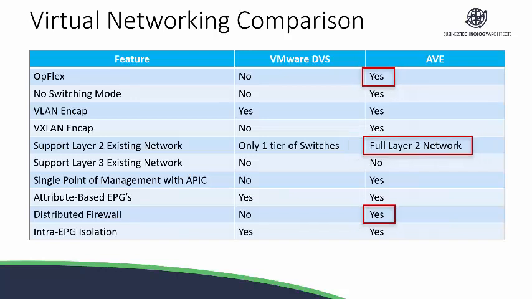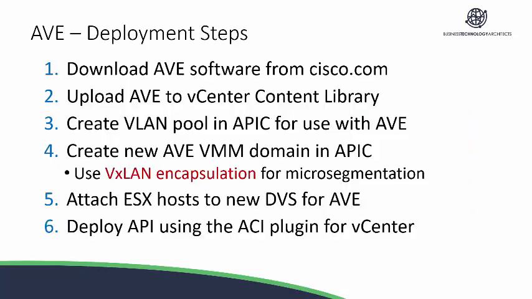And you can see the virtual networking comparison. OpFlex is running in the AVE, full layer 2 network, and distributed firewall. The AVE deployment steps: you download the AVE software from cisco.com, upload it to the vCenter content library, create the VLAN pool in APIC, create a new AVE VMM domain, use VXLAN encapsulation for microsegmentation, attach the ESX host to the new DVS for AVE, and deploy the API using the ACI plugin for vCenter.